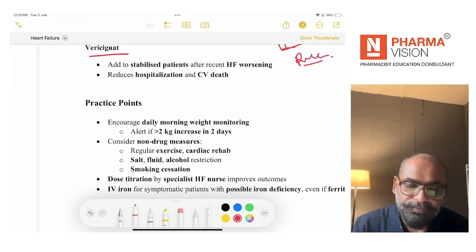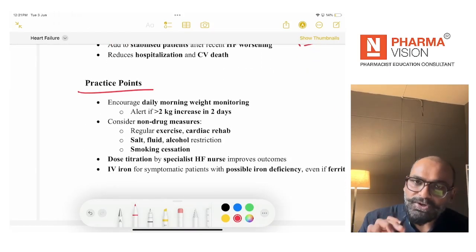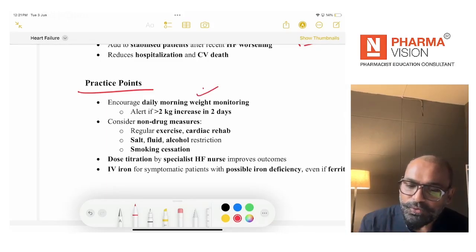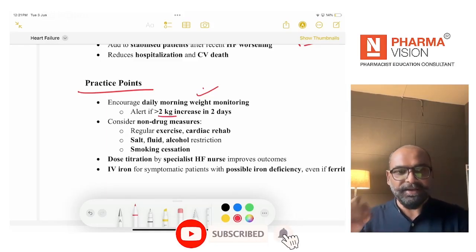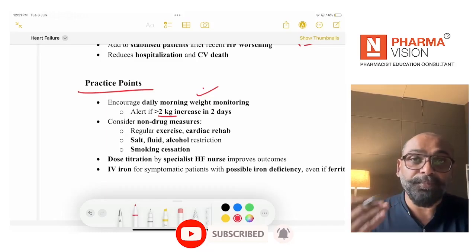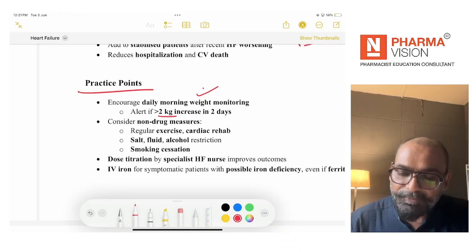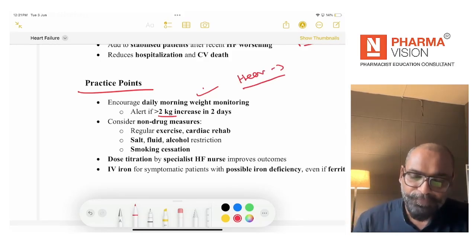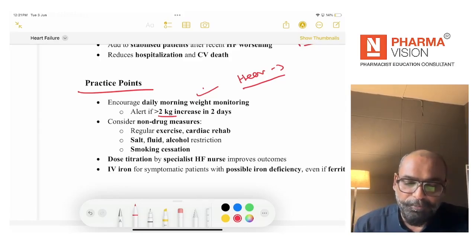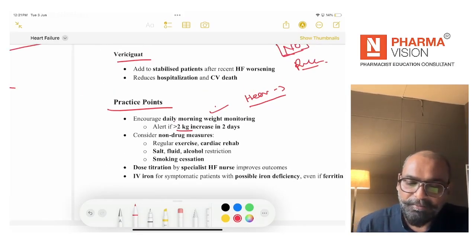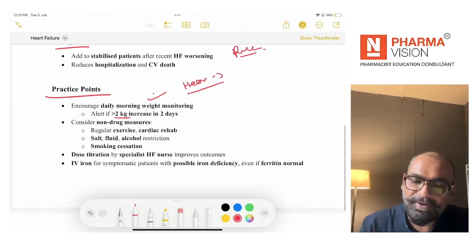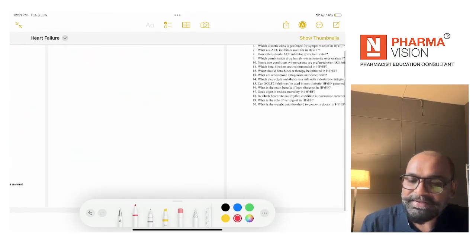heart failure patients. The practice point: patients should monitor their weight on a regular basis, and if there is a 2 kilogram weight increase in 2 days, that means significant fluid has accumulated in the body, and that is a strong indicator that the patient's heart failure is getting worse, and he has to contact his doctor. Okay, so these are the key important points that you have to keep in mind while you are understanding heart failure. Already we have covered this in heart failure.